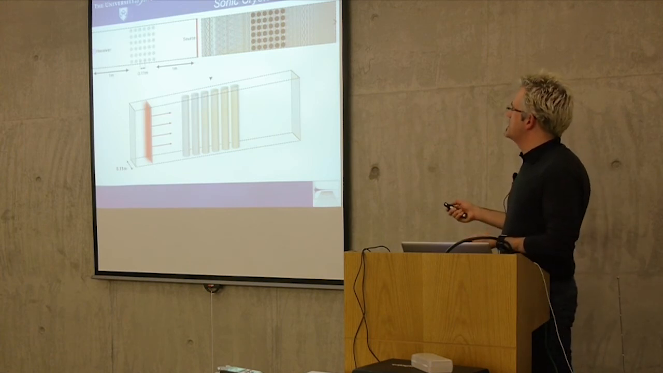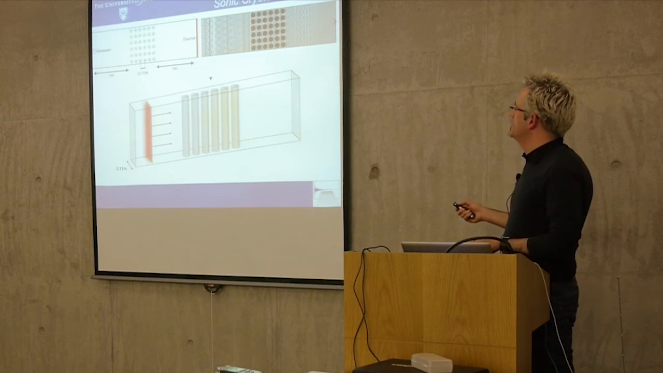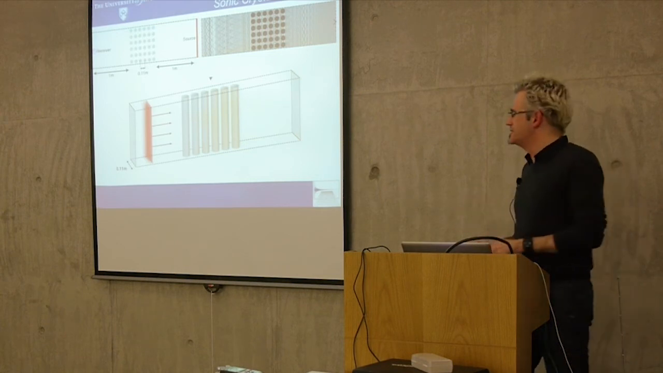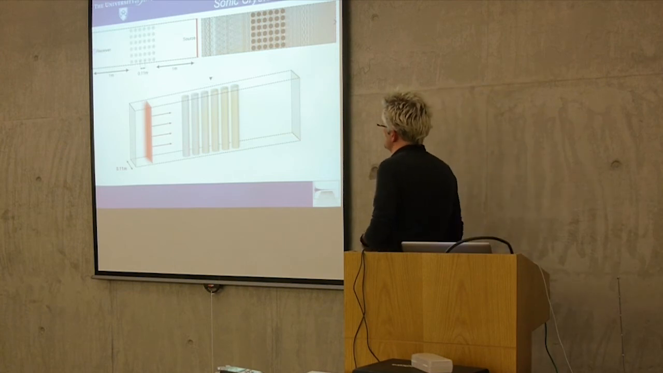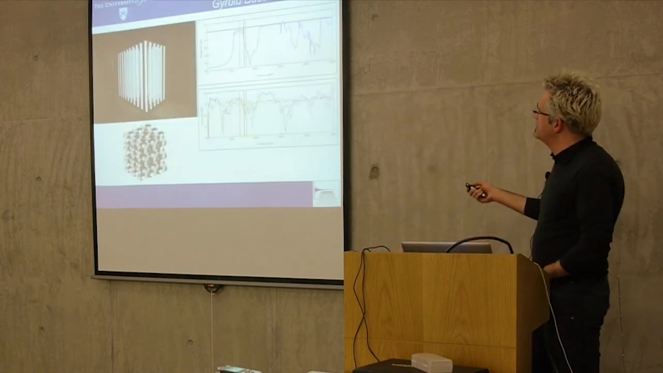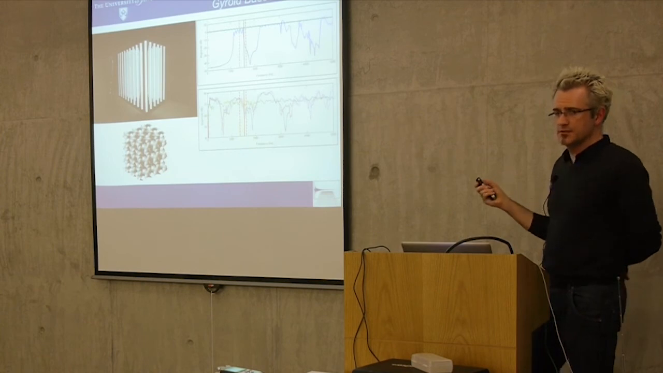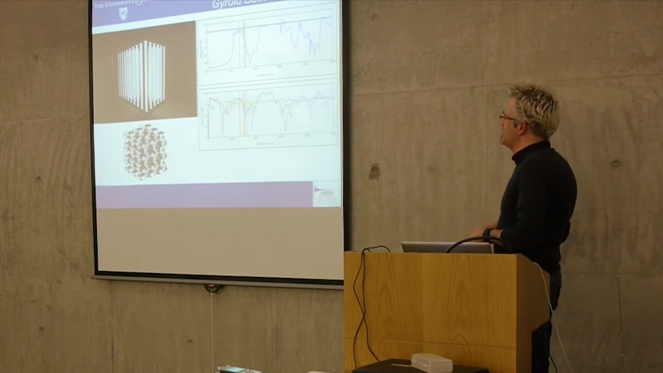So here's a very simple example. You've got a regular array of insertions, and you inject a source at one end, and you measure it at the other end. You look to see what the results of that will actually be. And this is an example that you see here, and you get these band gaps, which are effectively where the phase cancellation effects are happening.